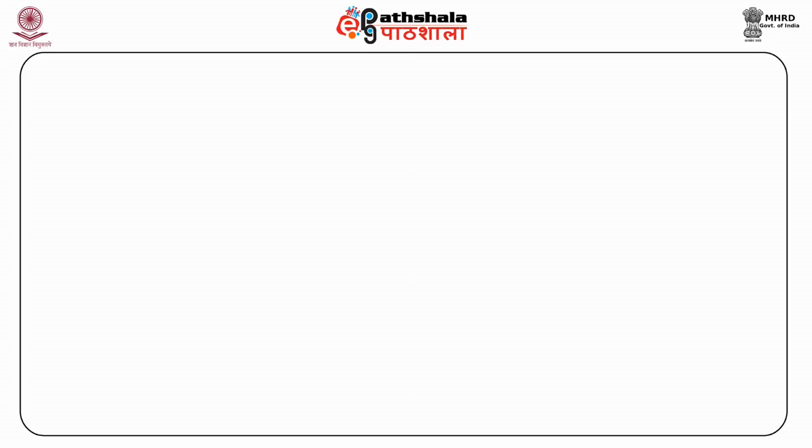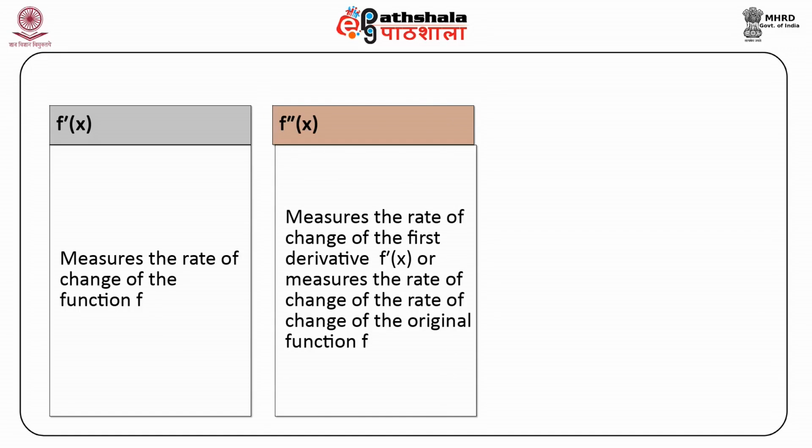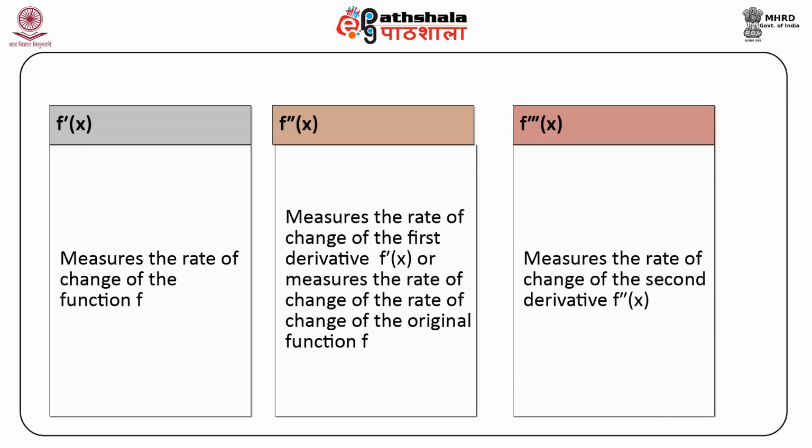Let us now focus on derivative as a rate of change. The derivative function f dash x measures the rate of change of that function f. By the same token, the second derivative function f double dash x is the measure of the rate of change of the first derivative f dash x. In other words, the second derivative measures the rate of change of my original function f. f triple dash x measures the rate of change of the second derivative f double dash x.